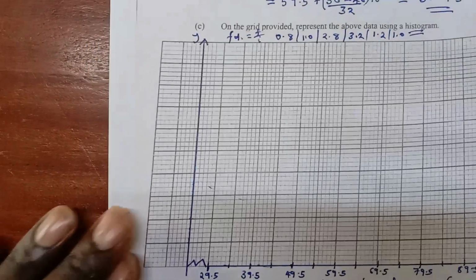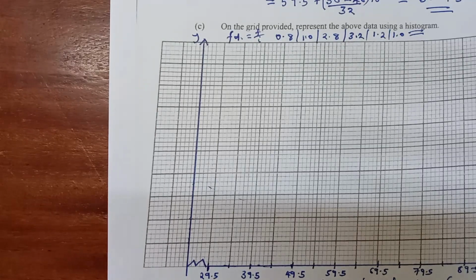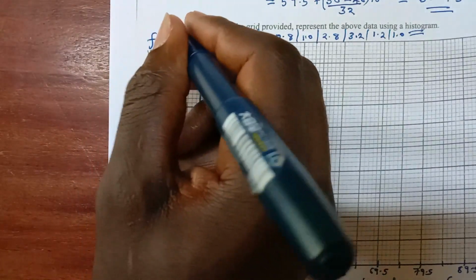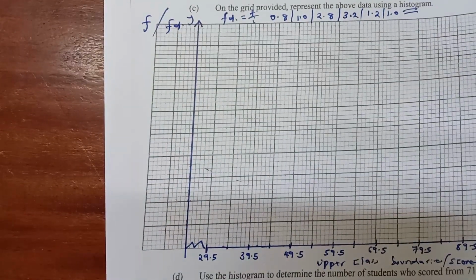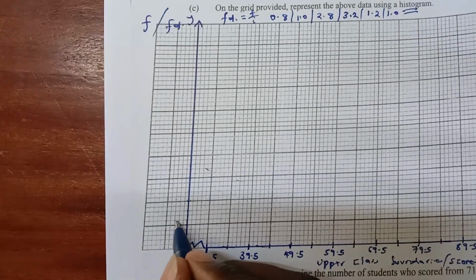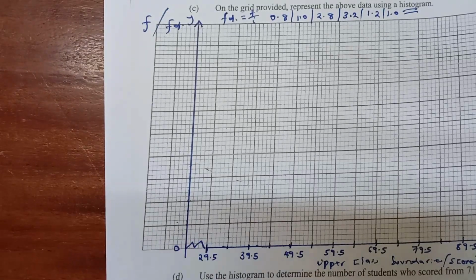So on the y-axis, you can either use frequency or frequency density. So I'm going to include all of them. I'm going to do frequency density, so that here I'll have 0. I'm going to move 2, 2, 2, 2, so that I might cover more ground.